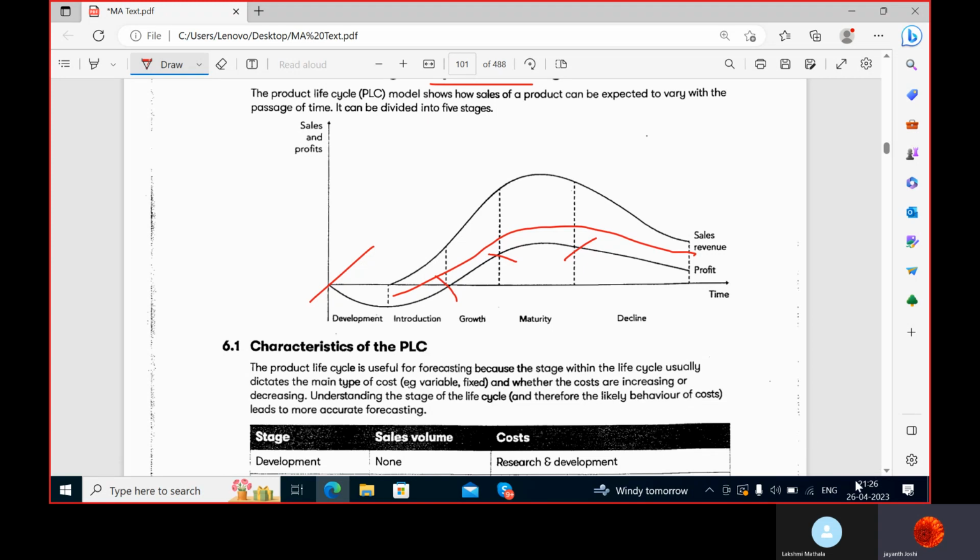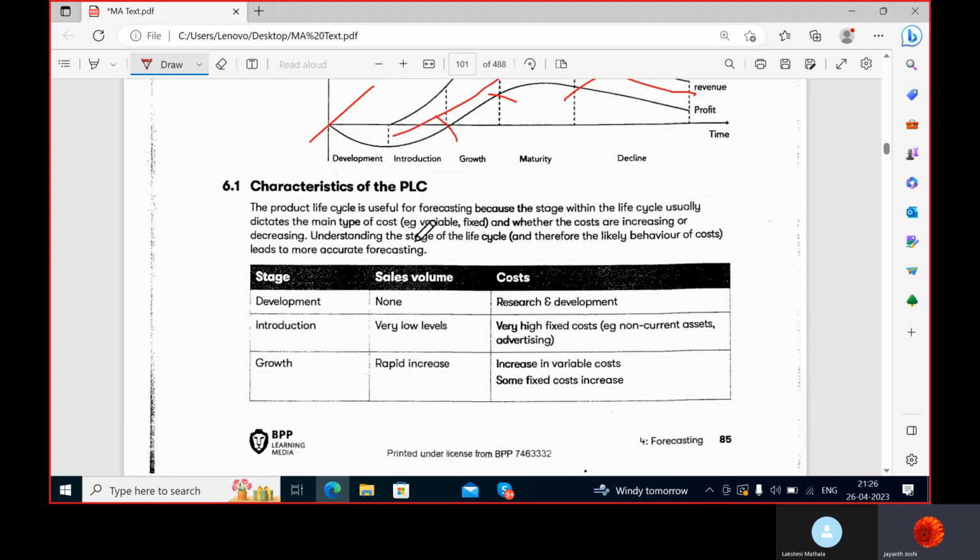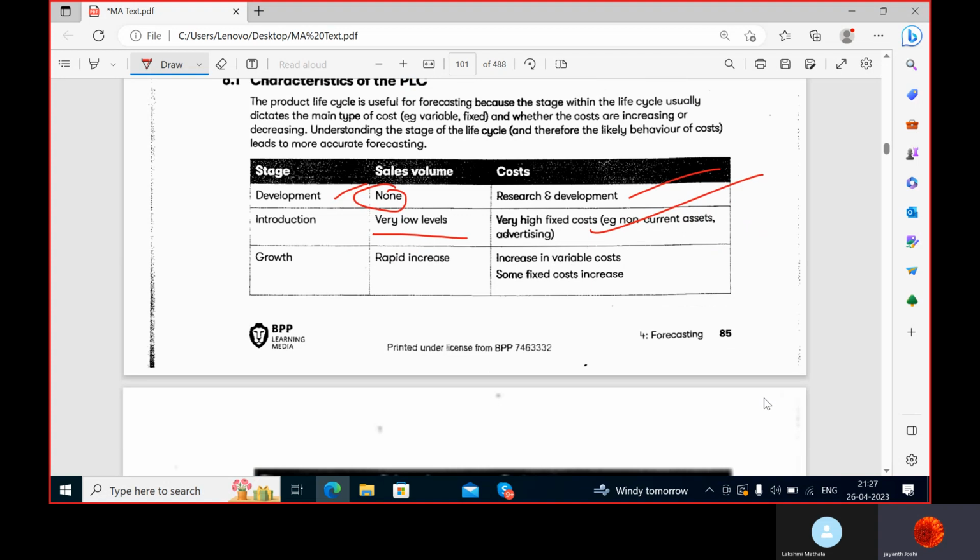So characteristics of product life cycle. The product life cycle is useful for forecasting the various stages of a product's life. It starts from development, then you introduce it in the market, then it grows, then it comes to maturity, and then it declines. In this journey, what cost you are incurring and how you are making profits. In development, you don't see any sales volume, but you see R&D cost. When you introduce, you have very low levels of sales and very high fixed cost.